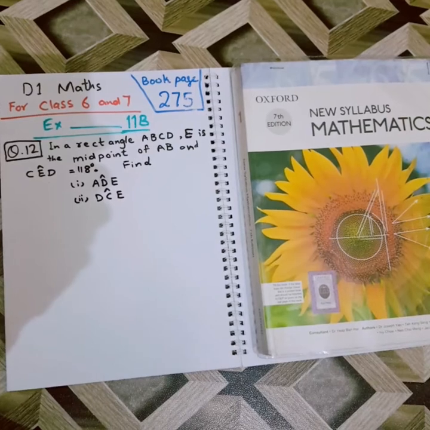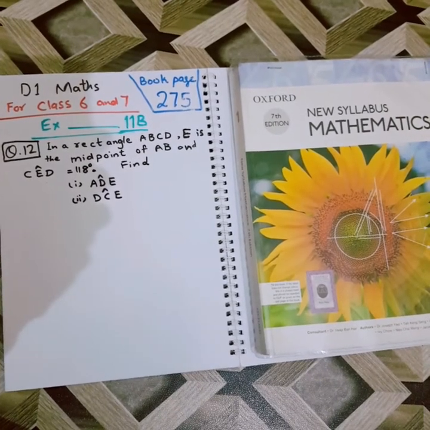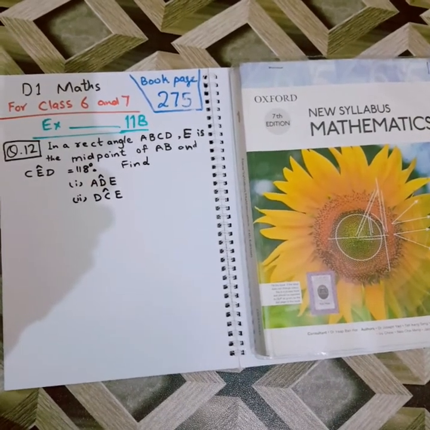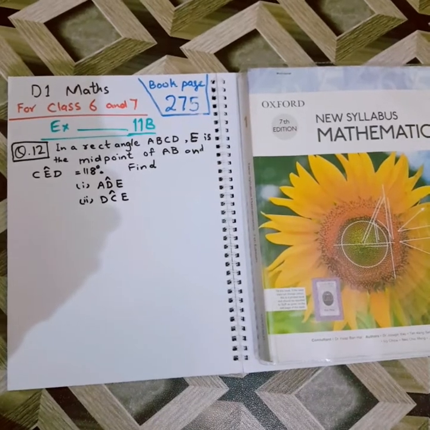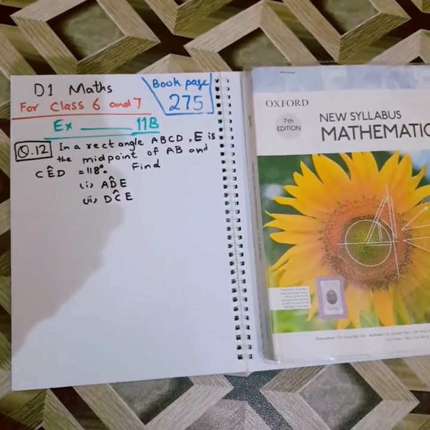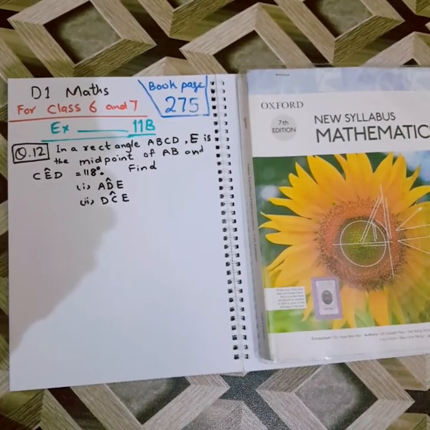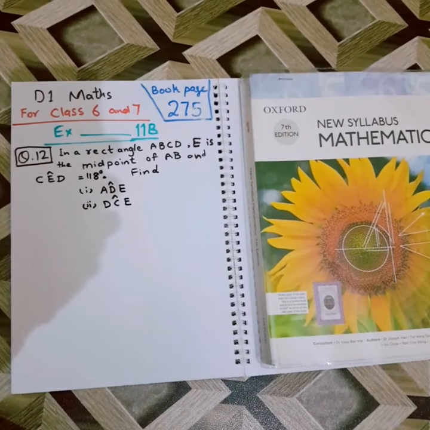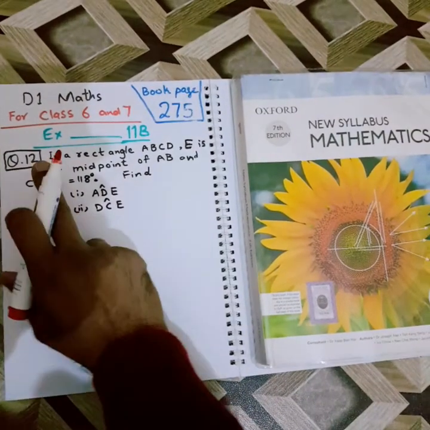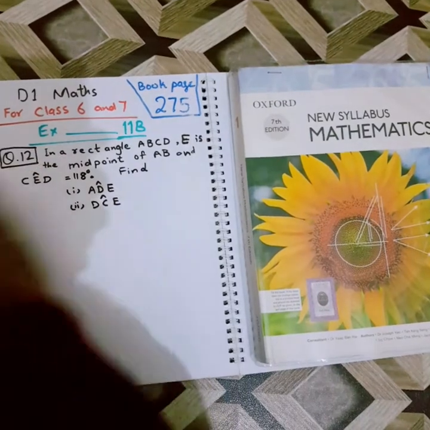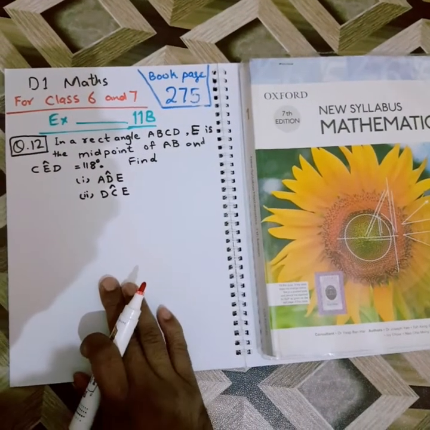If you have the book nearby you, you can open the book page number 275 and stop the video here and carefully read the question yourself so you could understand the given information of the question and the requirement of the question. Okay, if you have read the question, now let me read it for you. And make sure you have a copy and pen to note down today's lesson.